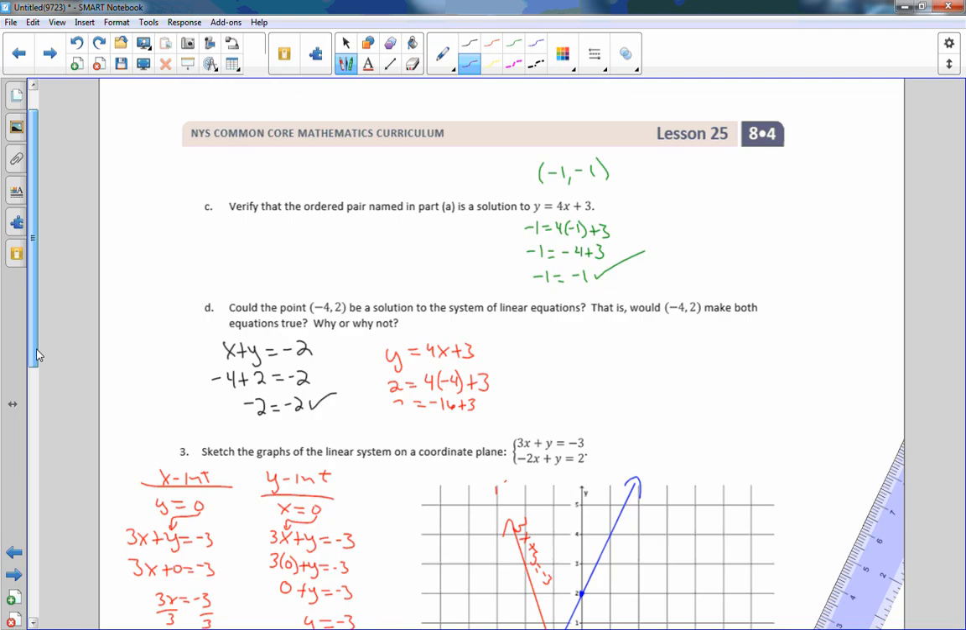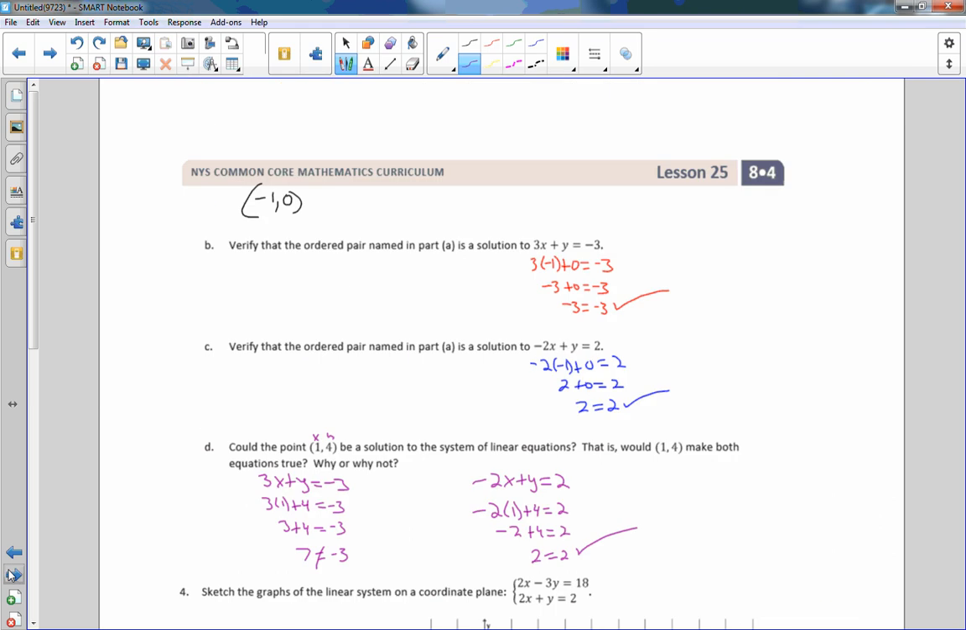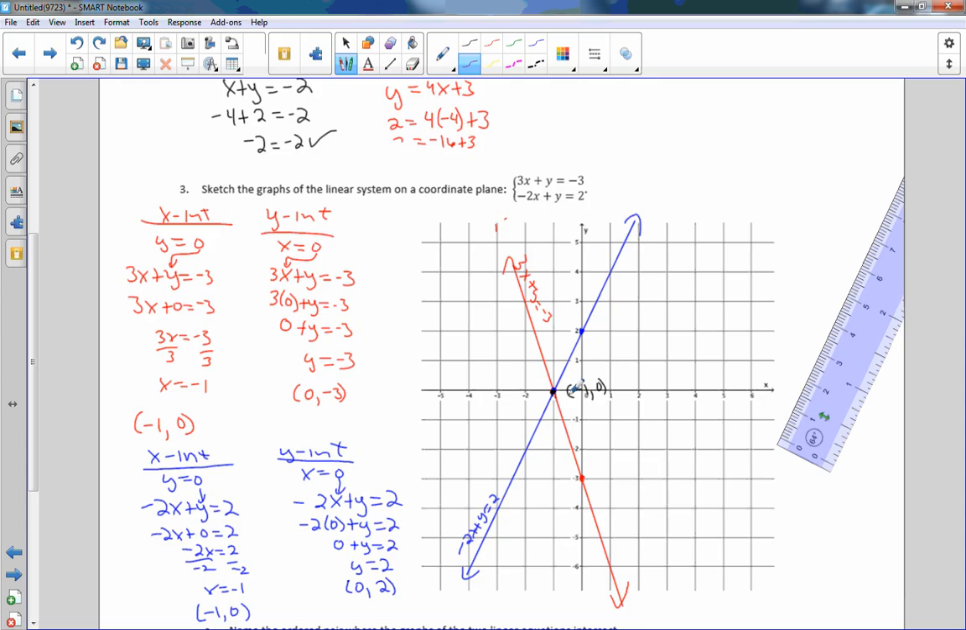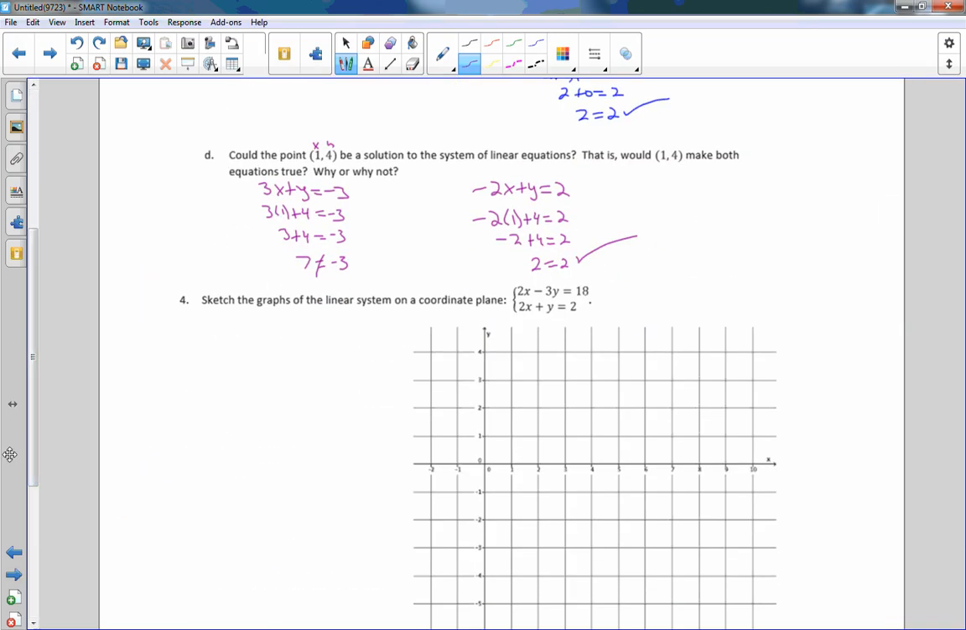So if I go back and plot it, go over 1, up 4. So if I go over 1, up 1, 2, 3, 4, I am right here. This is the point 1 comma 4. It made negative 2x plus y equals 2 true, but the 3x plus y equals negative 3 was false. Therefore, it is on one line, but not the other.